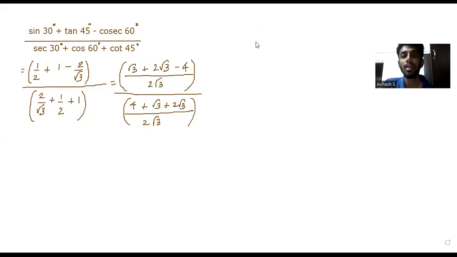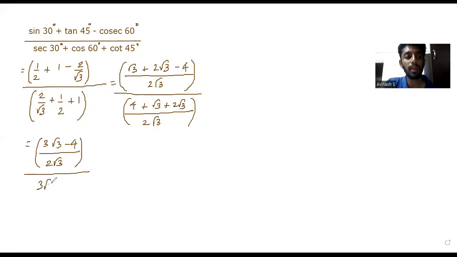How can I do that? So as you all know from the previous problem, what will this become? In the numerator, you cannot operate all of them. However, 2 root 3 and root 3 will get added and become 3 root 3 because this is like 1 root 3. So 1 root 3 plus 2 root 3 will become 3 root 3. That's how irrational numbers are operated. So we get 3 root 3 minus 4 divided by 2 root 3. Okay, and in the denominator we get 3 root 3 plus 4 divided by 2 root 3.